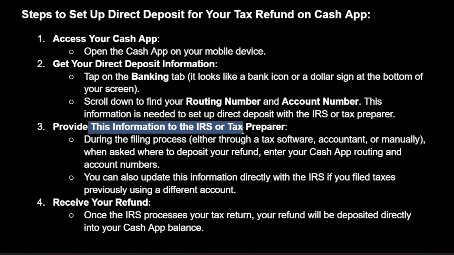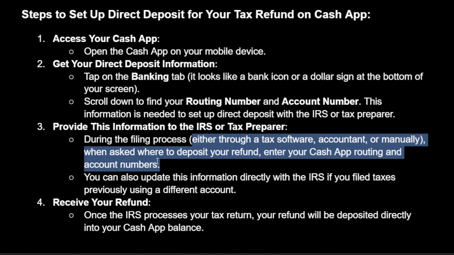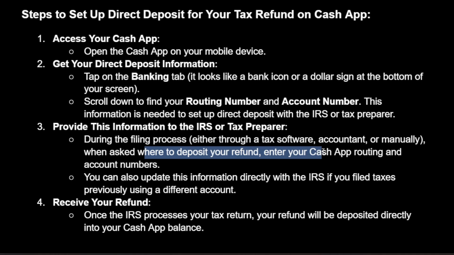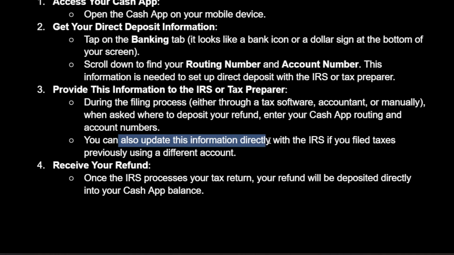Provide this information to the IRS or tax preparer during the filing process, either through a tax software, accountant, or manually. When asked where to deposit your refund, you will enter your Cash App routing and account numbers. You can also update this information directly with the IRS if you filed taxes previously using a different account.